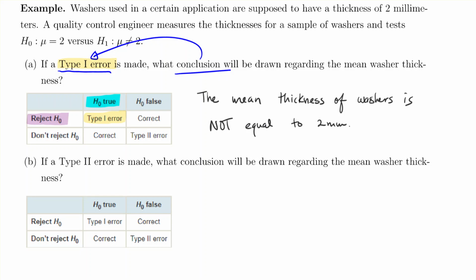Now let's look at the next one. It says if instead, so kind of restart, same setup, but now a re-question. If a type 2 error is made, what conclusion will be drawn regarding the mean washer thickness? So what conclusion would have given us a type 2 error? Now I would encourage you to pause the video and think of this on your own, and then unpause when you're ready to check your work.